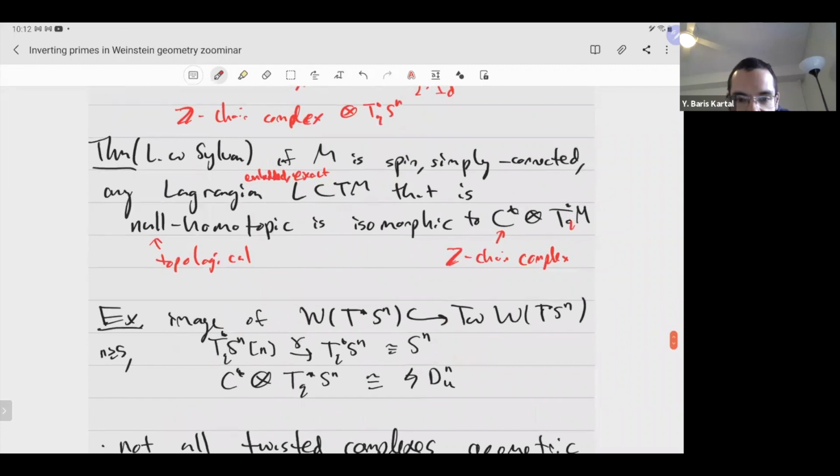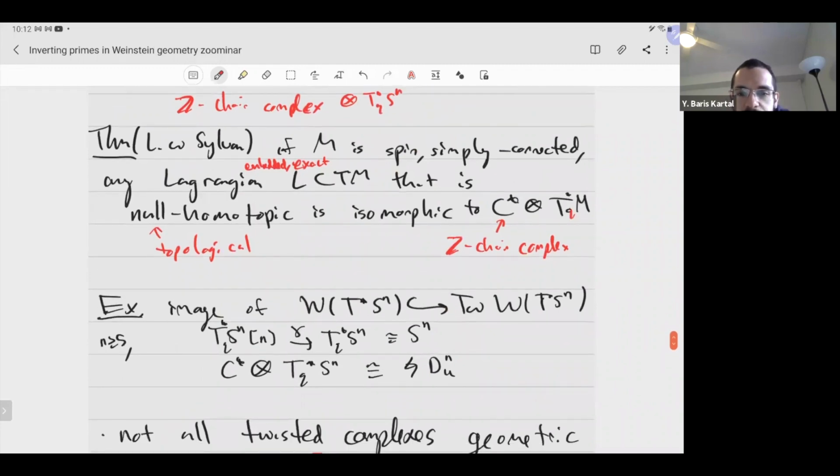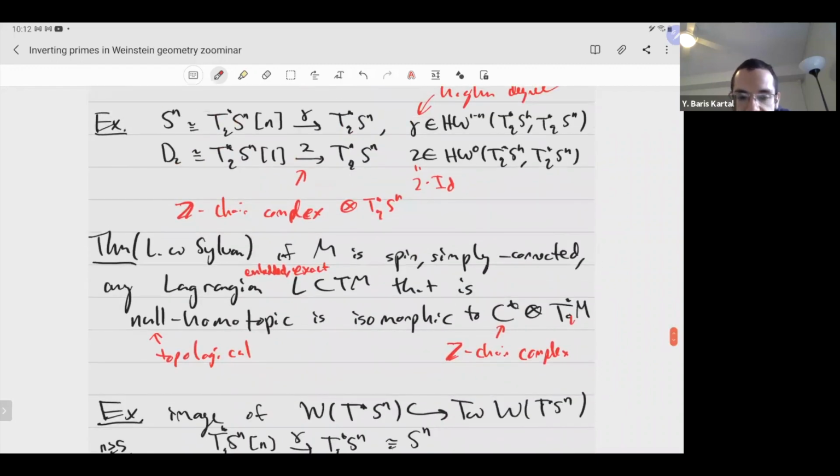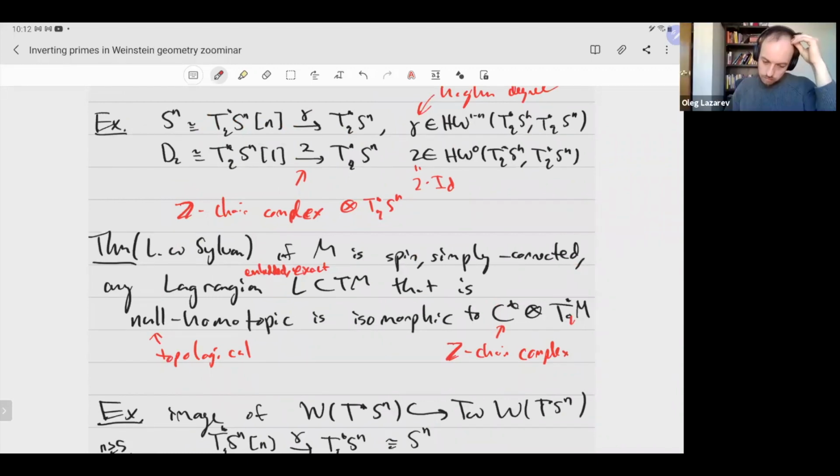Okay, so you got this restriction. In the theorem, you're producing some geometric twisted complexes, but your upshot is some twisted complexes at the very bottom are not geometric. You have this cone of 5. How do you see it's not? Well, it's not geometric because it's the zero section cone of 5 instead of the cotangent fiber.